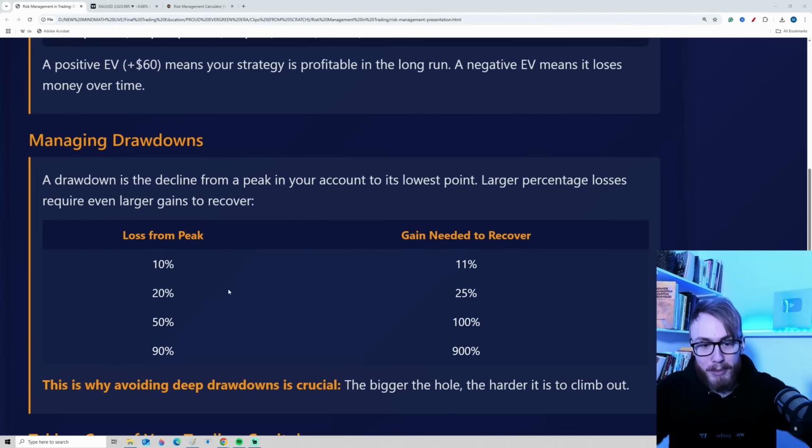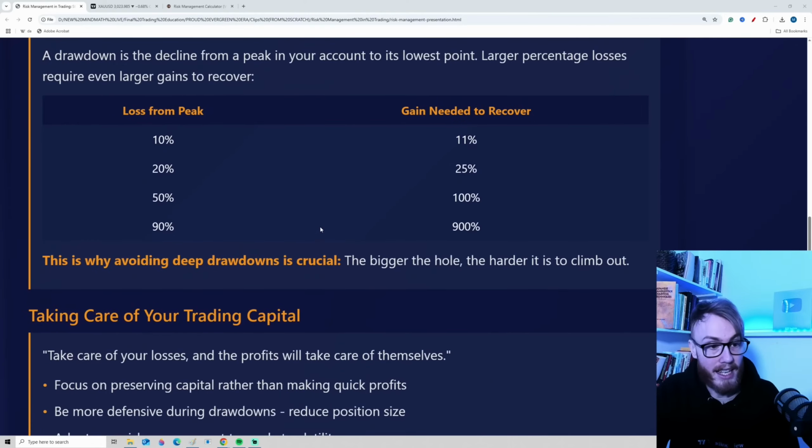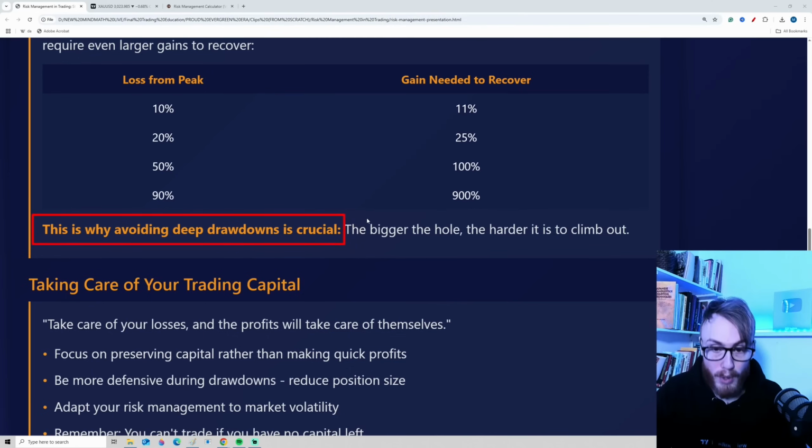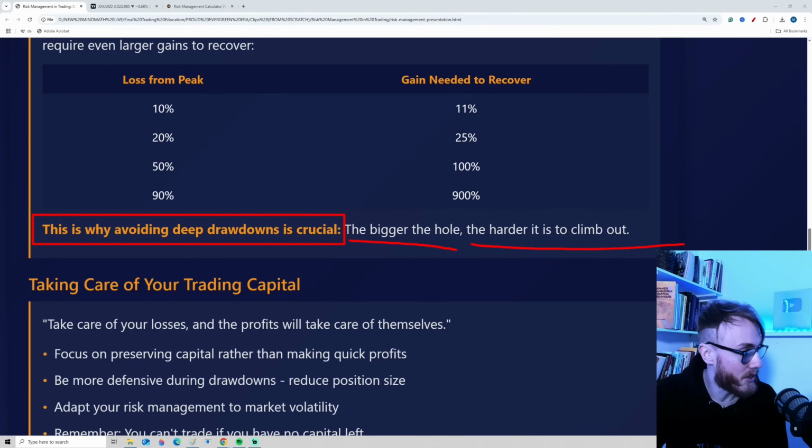So I hope that this table shows you how important risk management is. And this is very crucial, this is why avoiding deep drawdowns is so important. The bigger the hole, the harder it is to climb out.